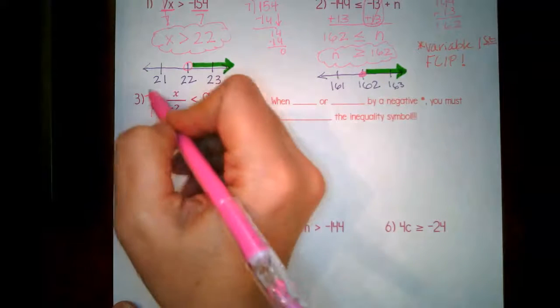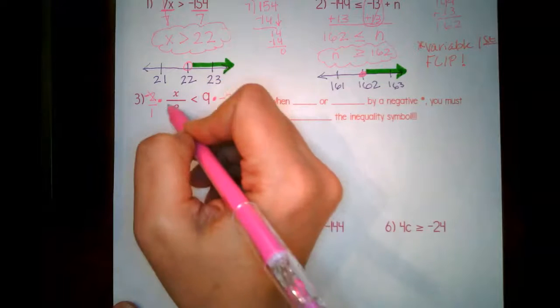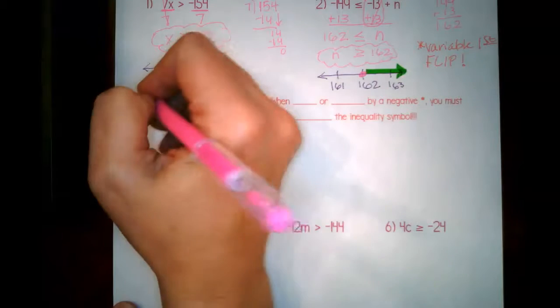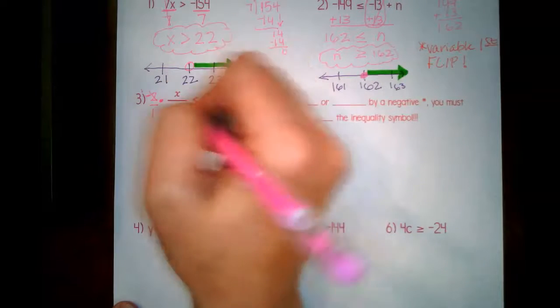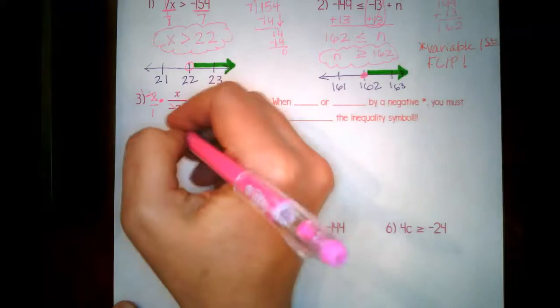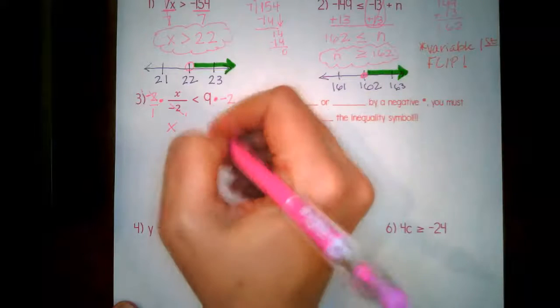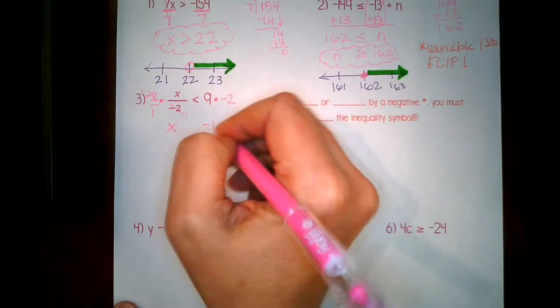Well, when we do that, look what happens. We're going to cancel these and make 1s. And then we're left with a negative times a negative, which is a positive x. Going to hold on to that sign for a minute. And 9 times a -2 is a -18.